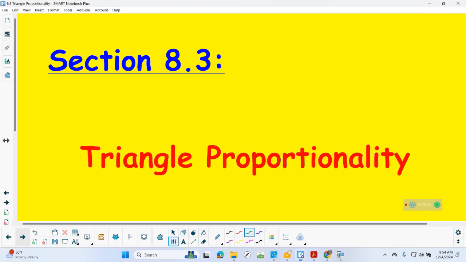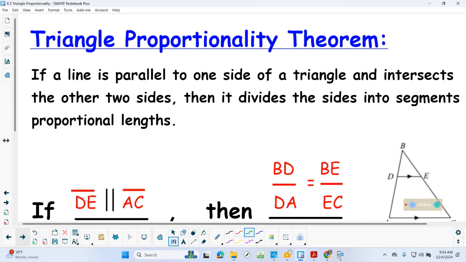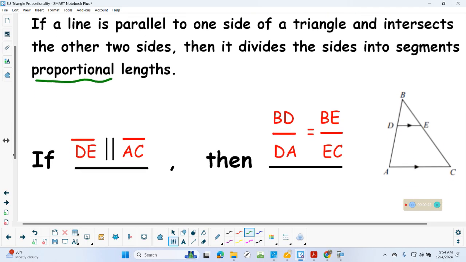So here we go. Let's first fill out the first few things here, this theorem. A lot of this is already filled in here. You can see what's in red, and I will scroll it in a minute, so you've got to write on the notes, but let's just read the top. If a line is parallel to one side of a triangle and intersects the other two sides, then it divides the sides into segments of proportional length, aka ratios, fractions. We keep seeing the word proportional.